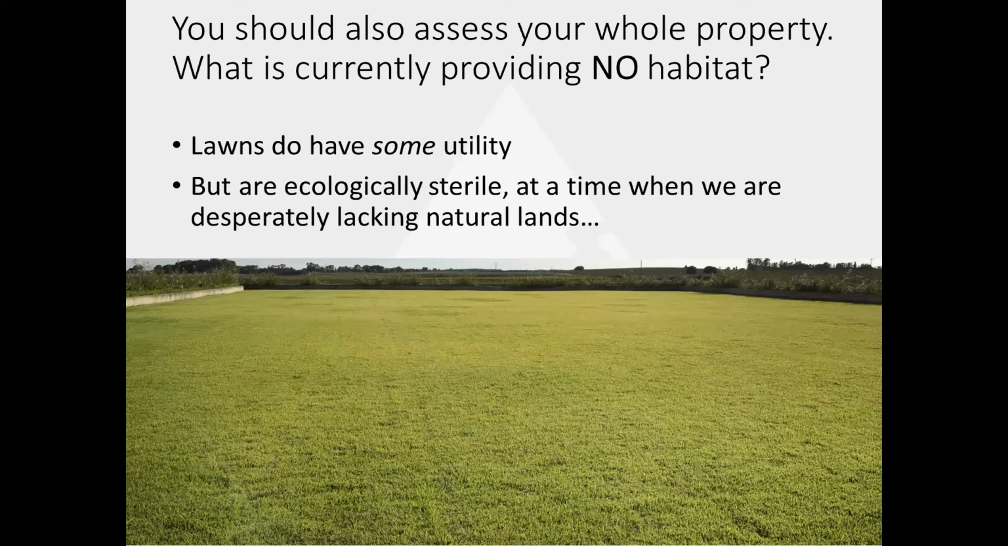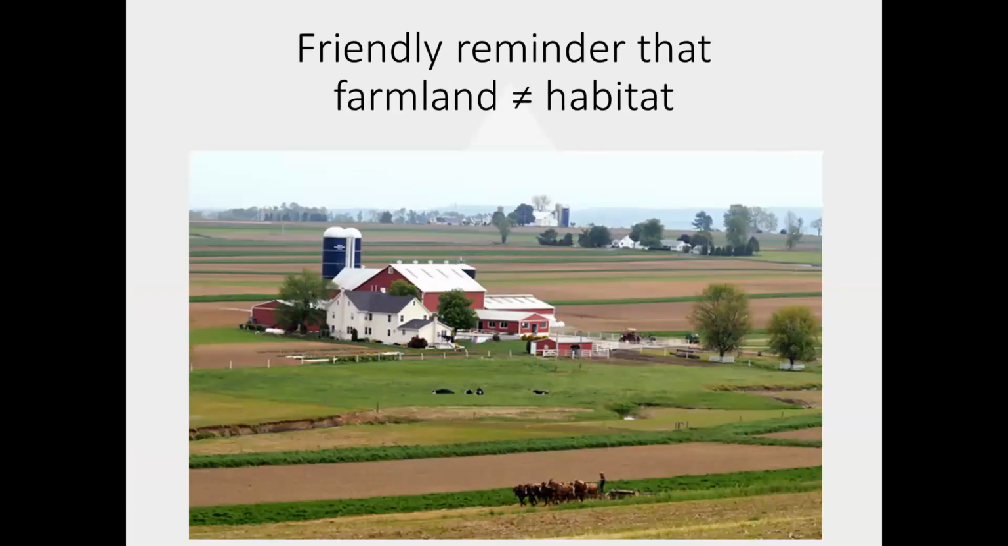A lawn is going to create more stormwater runoff. It's not going to sequester any carbon. It's not going to clean our air for us. It's not really going to do much at all, but a forest can do all of those things. And so if we're not using an area of lawn, we can change that.